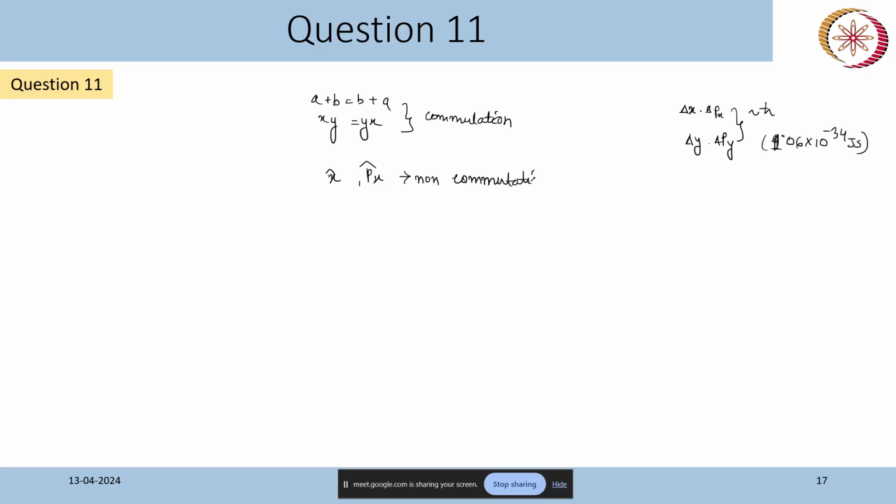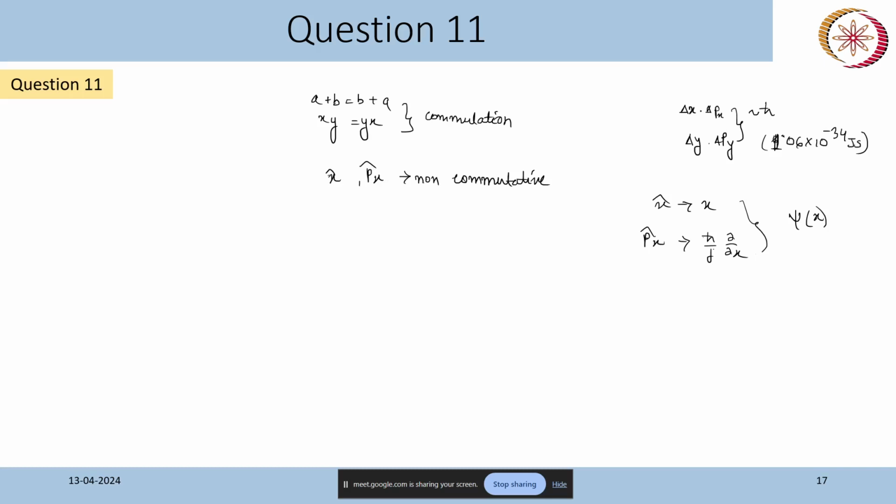Okay, so for position, the operator is simply multiplication by x, and for p_x it is minus h bar by j, I'm not sure whether it is plus or minus, times the derivative with respect to x. You can use these operators on a wave function psi of x and see whether they are commutative or not. These two operators are not commutative. When two operators are not commutative, only then does this uncertainty principle arise.